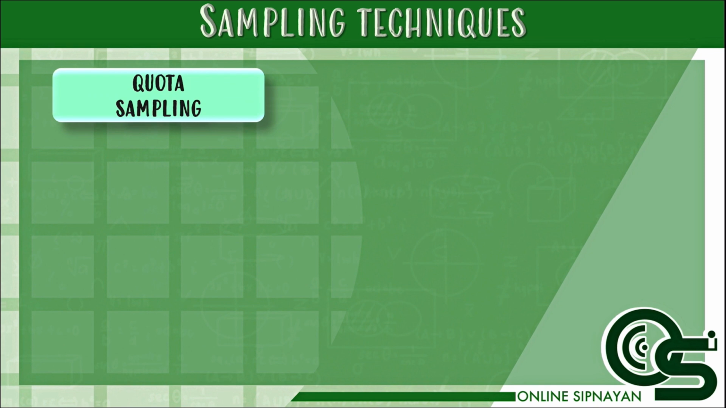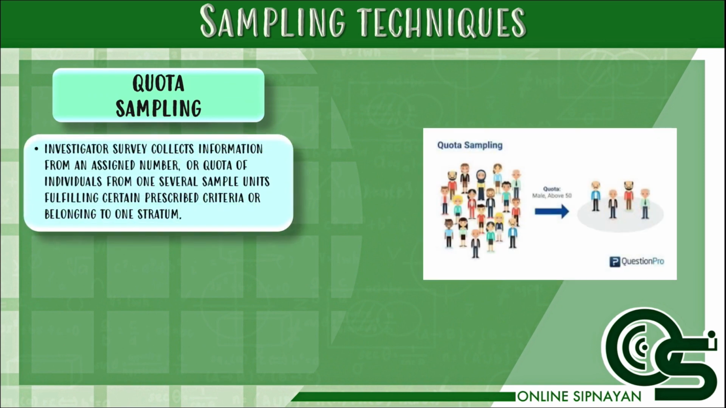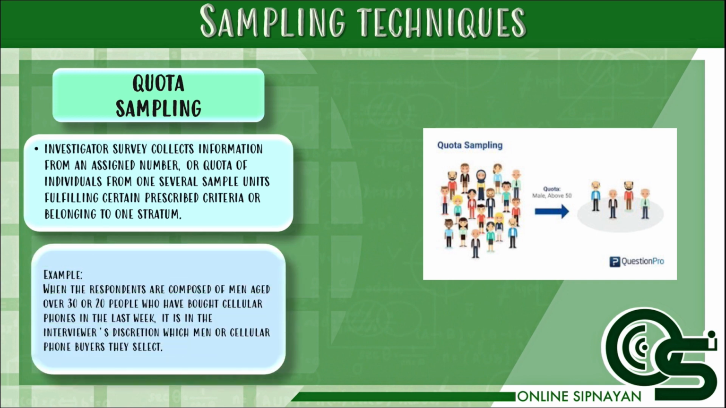Next is the quota sampling. It is applied when an investigator collects information from an assigned number or quota of individuals from one or several sample units fulfilling certain prescribed criteria or belonging to one stratum. Let me give you an example or situation related to this. When the respondents are composed of men over 30 or 20 people who have bought cellular phones in the last week, it is in the interviewer's discretion which men or cellular phone buyers they select.